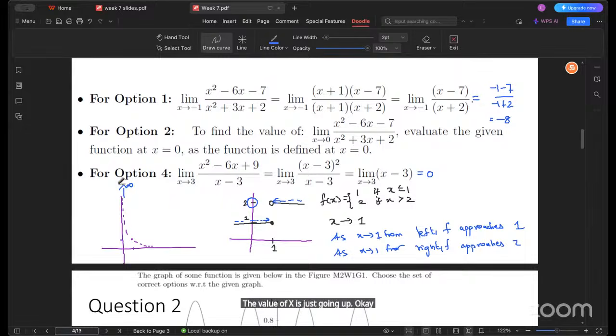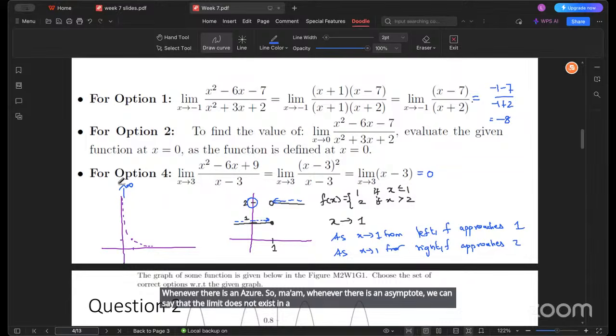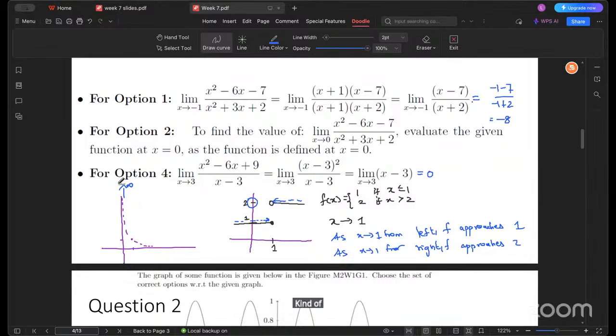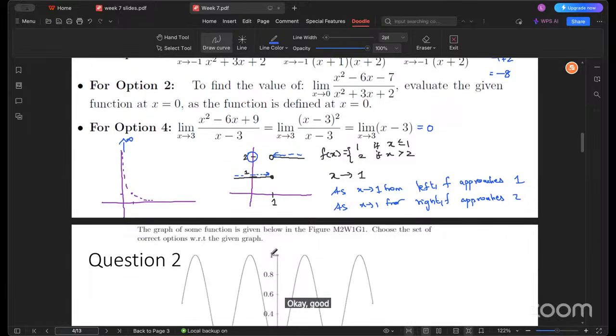Okay? Fine? Is that clear? Yes, ma'am. Okay. Shall we move on? Ma'am, whenever there is an asymptote, we can say that the limit does not exist in a way. Kind of. So that is one case. As I told you, the asymptote case is this one. The other case is this. Okay? Fine? Okay. Good.